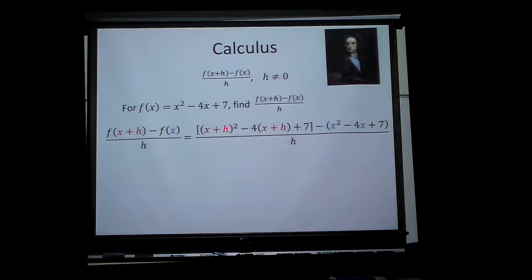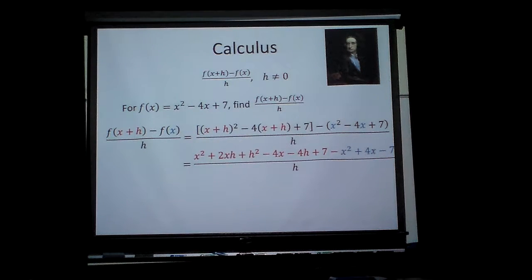Now don't forget, you've got to FOIL x plus h, which gives you x squared plus 2xh plus h squared minus 4x minus 4h plus 7. And here they have this minus. This negative goes to that. That negative makes that one positive, and that positive becomes a negative. So let's look at this right here. I can cancel x squareds. I can cancel 4x's. I can cancel 7's.